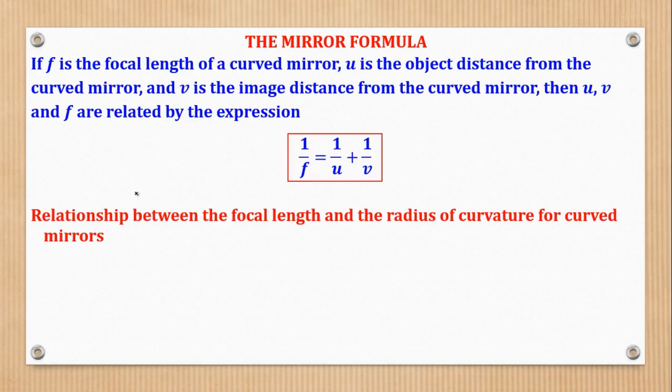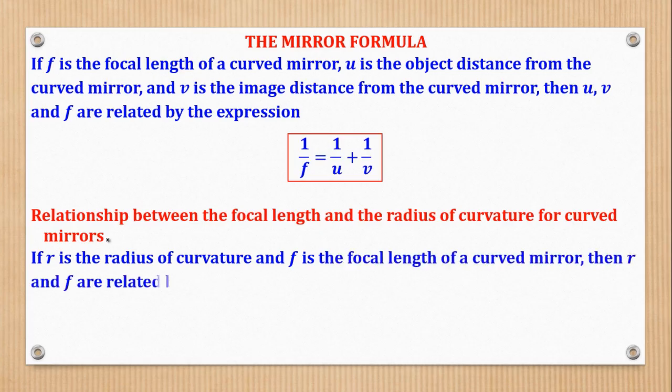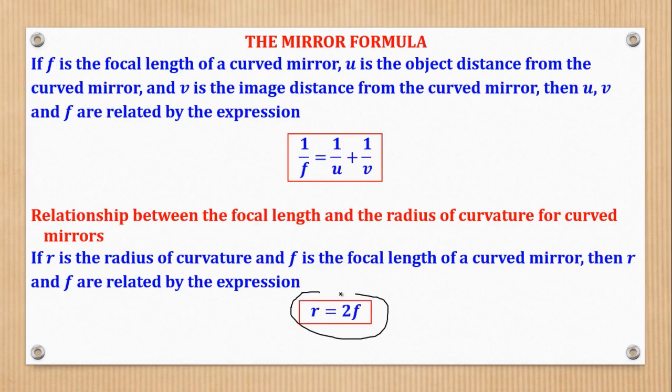The other formula we need is the relationship between focal length and radius of curvature of curved mirrors. So we know what a radius of curvature is and what a focal length is. If R is the radius of curvature and F is the focal length of a curved mirror, then R and F are related by the expression R = 2F. So always remember that whenever it comes to curved mirrors, the radius of curvature must be twice the focal length of that mirror.